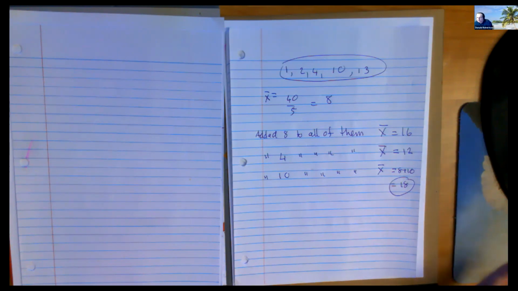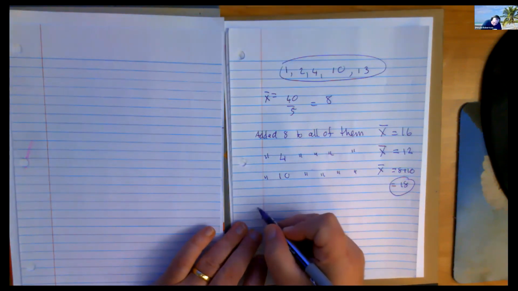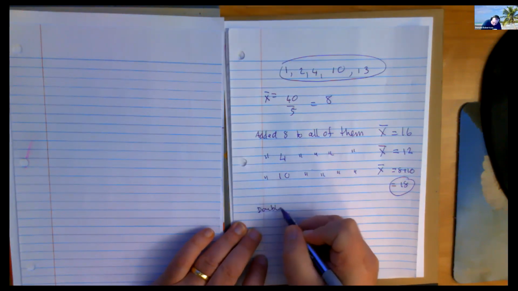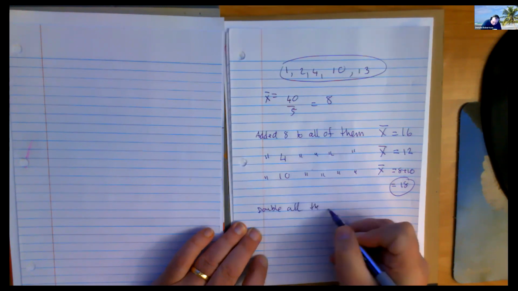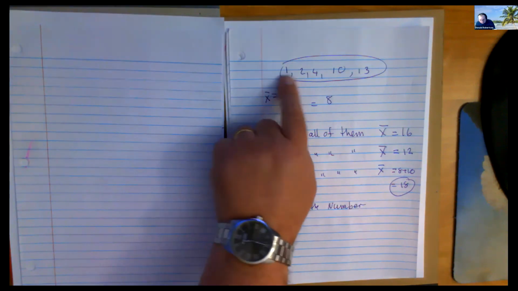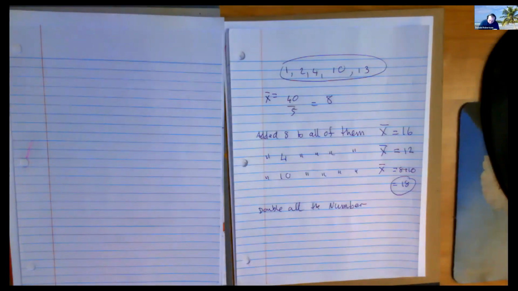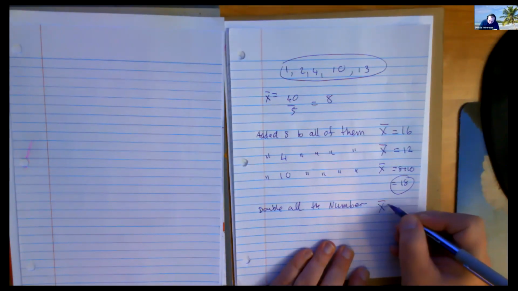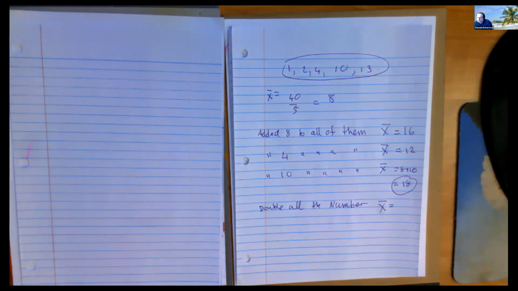Yeah, that makes sense why that might happen. If every number is 5 more than it used to be, shouldn't the mean be 5 bigger than it used to be? That's what I'm saying. What about this then? Suppose you double all the numbers. So 2, 4, 8, 20, 26. What do you think should happen to the mean? It would double. It does.